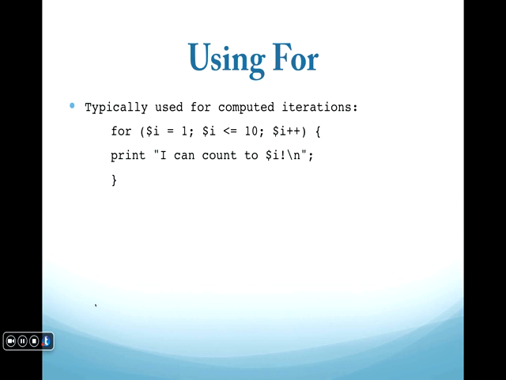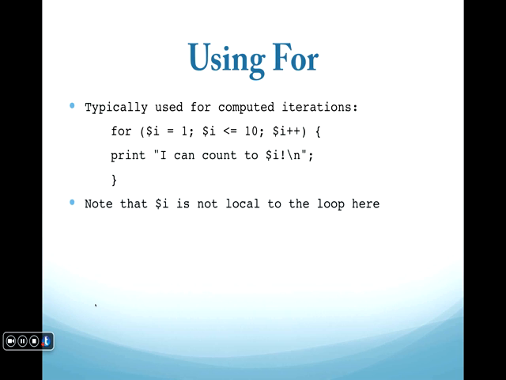We say is 2 less than or equal to 10? Yes, it is. We'll go and print "I can count to 2." We'll go up, etc., until i is 10. Is i less than or equal to 10? It's equal to 10. So we'll print it, then we'll increment to 11. Is it less than or equal to 10? No, it's not. So we'll go out of the loop.